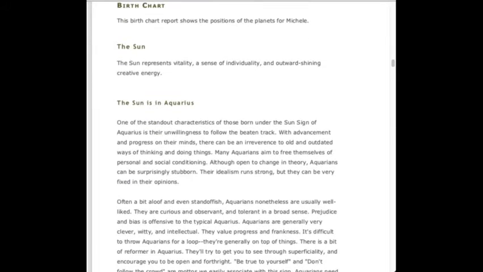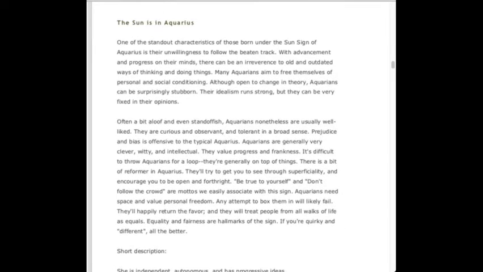Let's talk about the Sun is in Aquarius. This is the one you're going to want to know. This is one of the standout characteristics of those born under the Sun sign of Aquarius, their unwillingness to follow the beaten track. With advancement and progress on their minds, there can be an irrelevance to old and outdated ways of thinking and doing things. Many Aquarians aim to free themselves of personal and social conditioning.